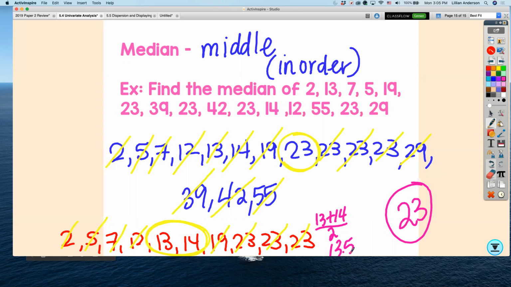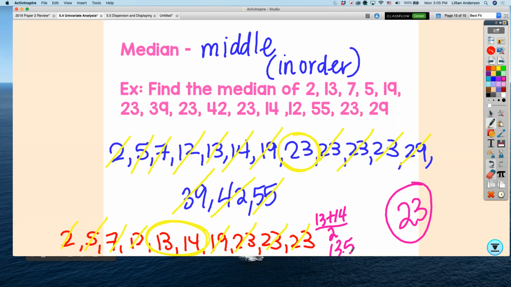In IB, median is actually done a little bit differently because a lot of times you're asked to find the median with different types of displays of data versus a frequency table or frequency distribution. So we'll visit that on Wednesday.